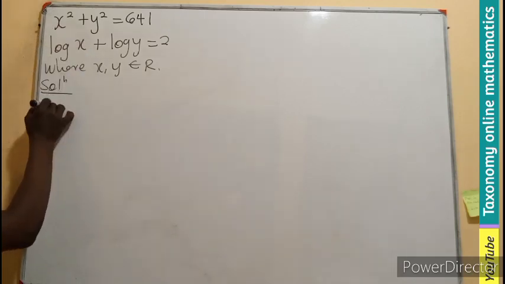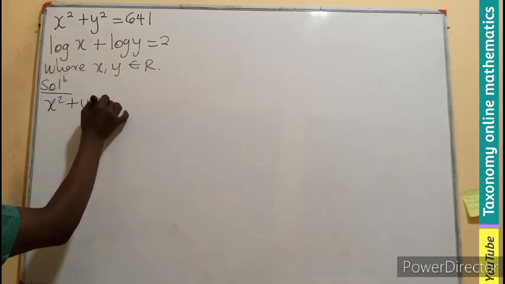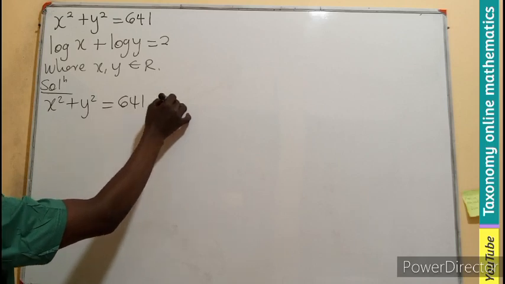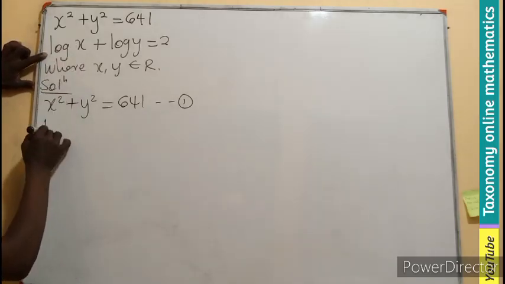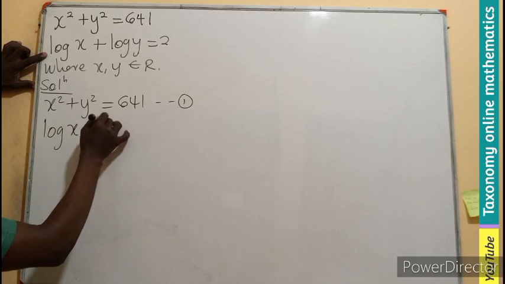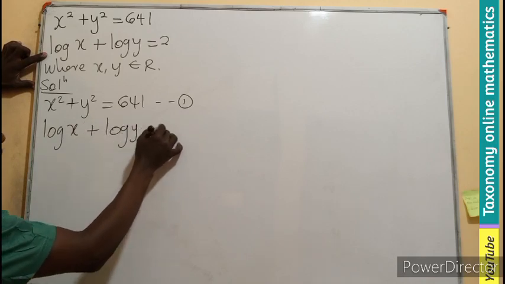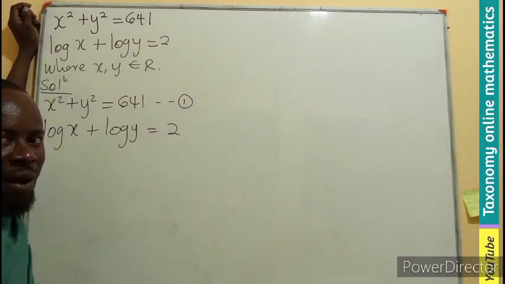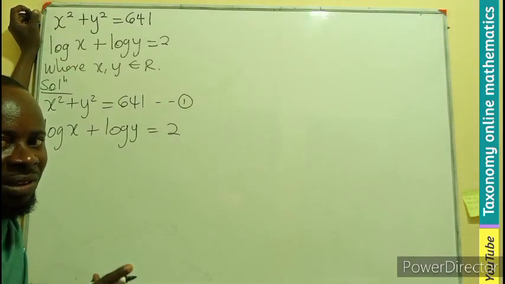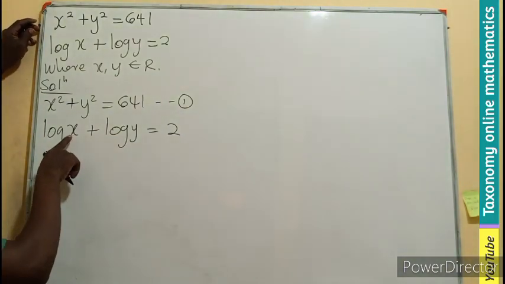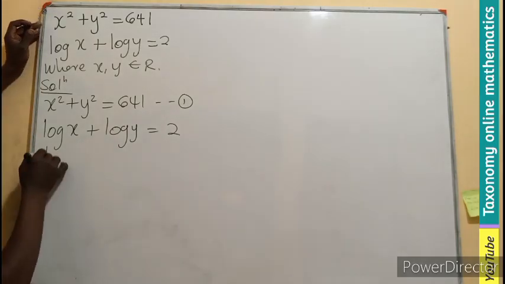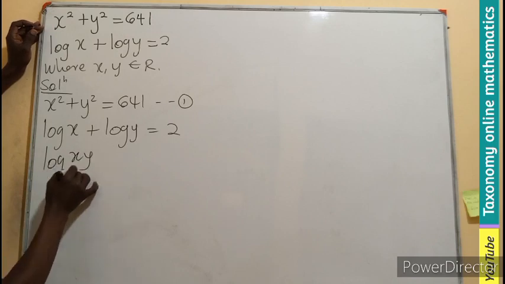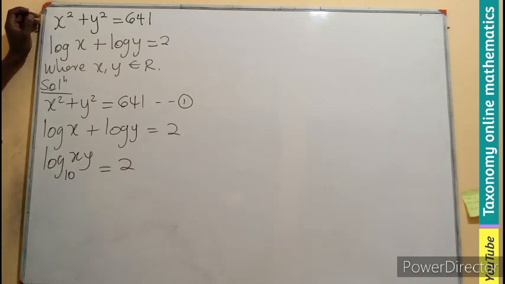So first, it will be x squared plus y squared equals 641. Let's take this as equation 1. Then, since this is not in the form of this, let's say we have log of x plus log of y equals 2. We know when a logarithm is written without the base, it is in base 10, right? So if you have addition of logarithms, the arguments multiply. So I'll have log of xy, base 10, equals 2.